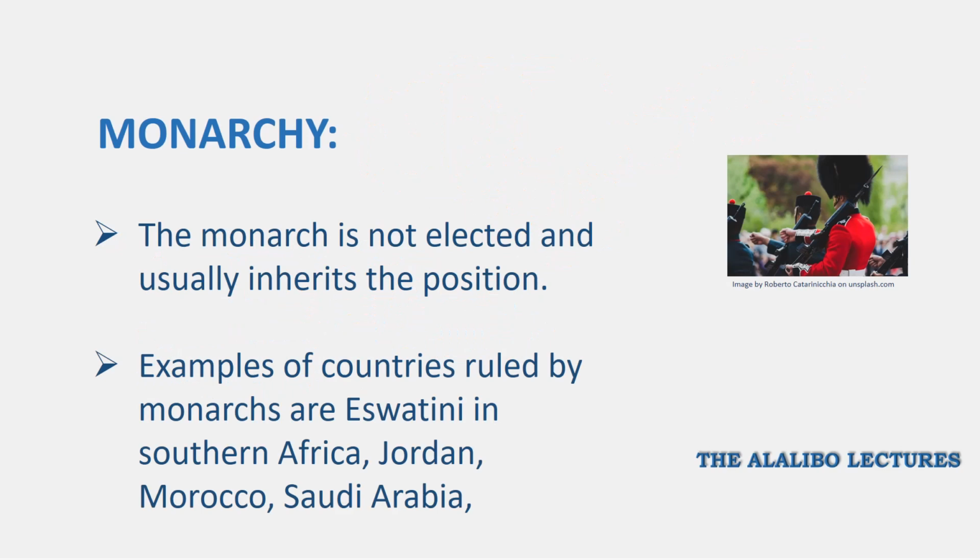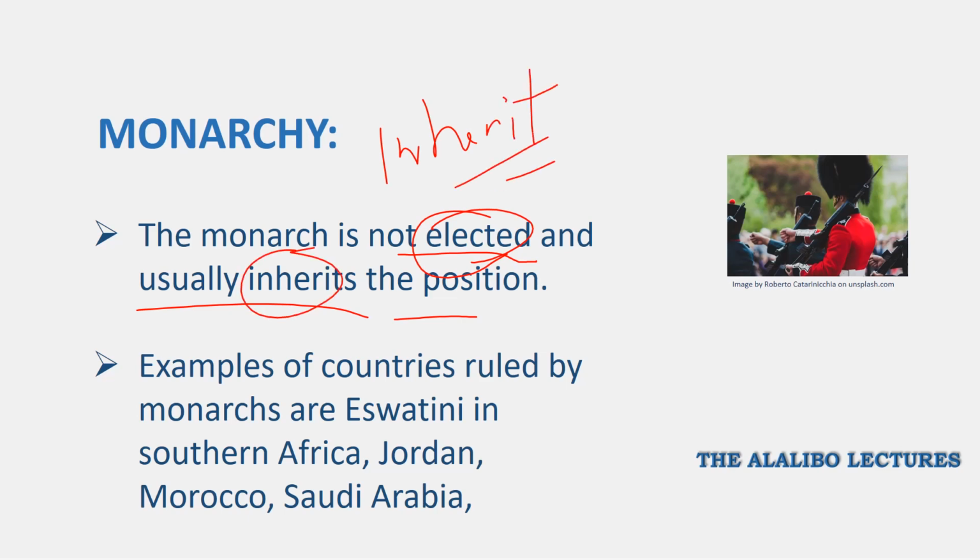So the monarchy is not elected, right, and usually inherits the position. They rule by inheritance, right? So it's passed on from one generation to the other, as we saw with Queen Elizabeth, taking on the role and being in office for decades and decades, right? So they are not elected, but they inherit their role and their position. Examples of countries ruled by monarchs are Eswatini, as we said earlier, in Southern Africa, right? And Jordan and Morocco and Saudi Arabia and many more.